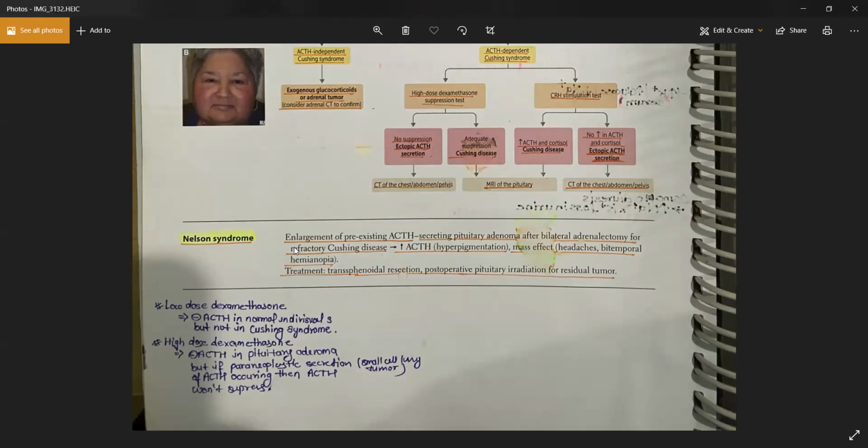remove the adrenal glands. Okay, because to some extent these adrenal glands are providing negative feedback to this tumor and maintaining the ACTH levels. As soon as you remove the adrenal glands bilaterally, what's gonna happen? The levels of ACTH will suddenly rise, and that can cause the hyperpigmentation. The size of the pituitary gland will increase, the tumor will increase, and you will get the mass effects like the headache, bitemporal hemianopia. And this is known as the Nelson syndrome. The treatment would be to remove the tumor itself. Okay, it could be a transsphenoidal resection, it could be a post-operative pituitary irradiation for the residual tumor.